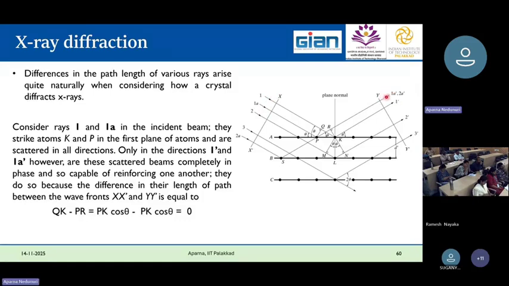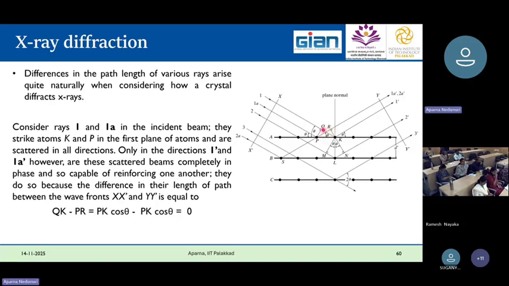Now 1A dash and 1 dash will have a path difference equal to the extra paths that each wave has traveled, right? If I see till point Q over here, both wave 1 and 1A have traveled equal path length. But after Q, wave 1 has traveled an extra path length of QK. Similarly, wave 1A has traveled an extra path length of PR. So the difference in the path lengths is now QK minus PR.